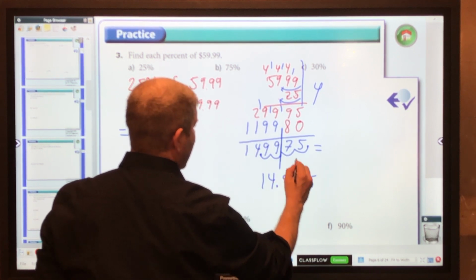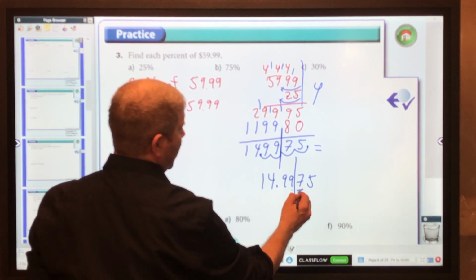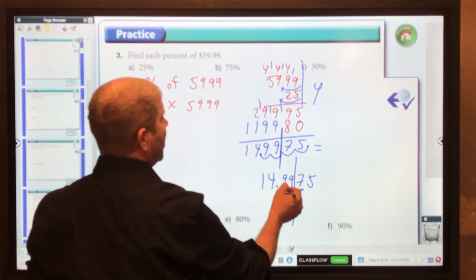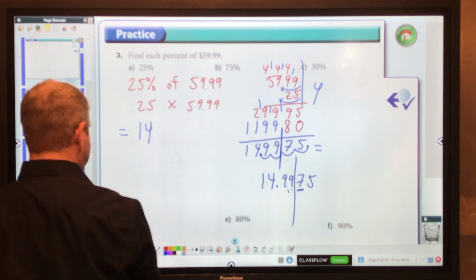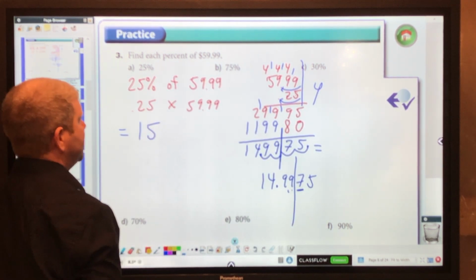14.9975. We're going to have to place a decimal. We're going to have to round this decimal either up or down. Because 7 is above 5, we round that up to 10, which means it turns to a 0, and the 9 rounds up as well, so it ends up being 15. Let's erase that, and our answer is 15.